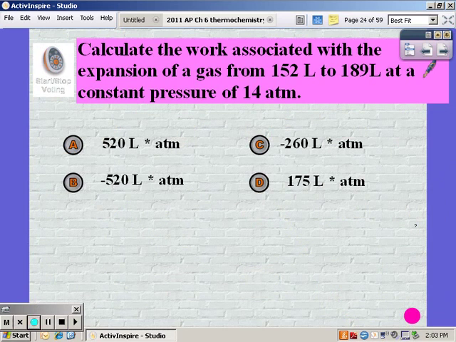Go ahead and pause the video and try this one on your own. You should have gotten B as in boy. If you did, then you can stop the video. If not, keep going and see how we got B.